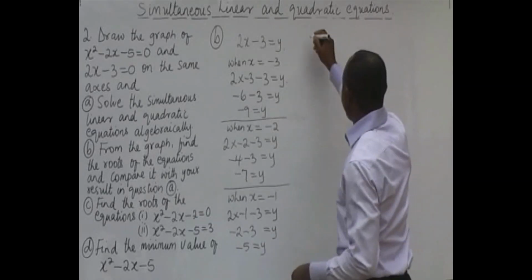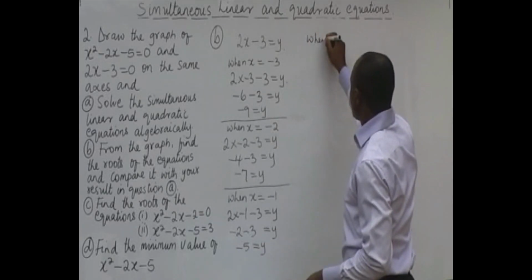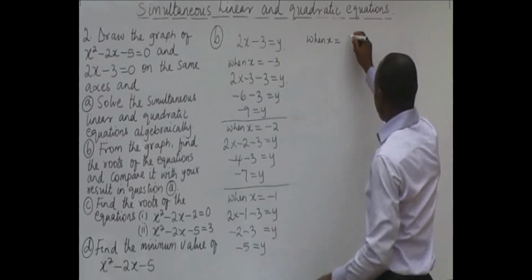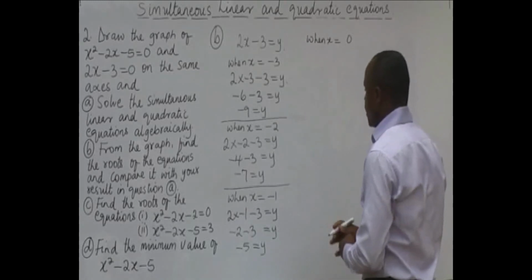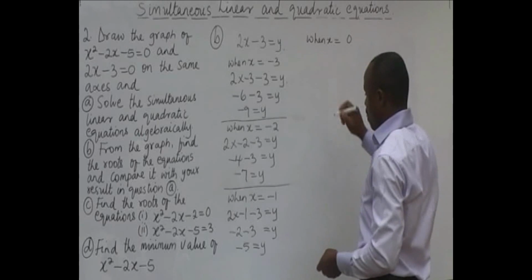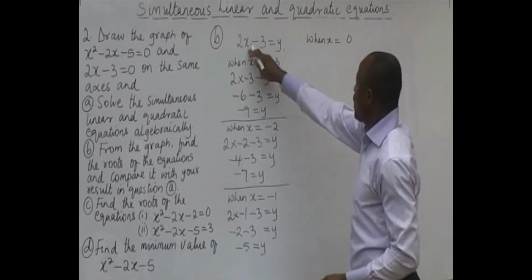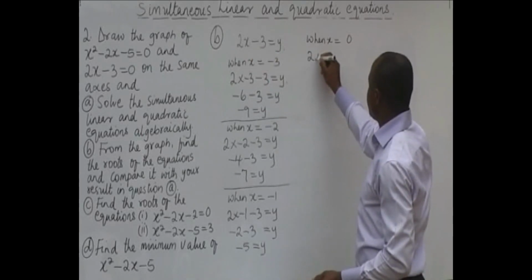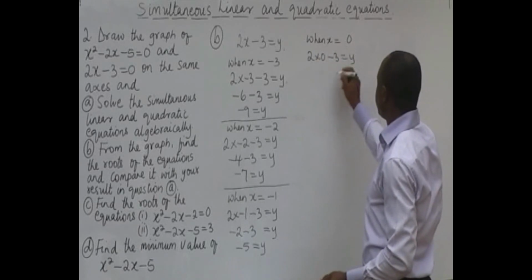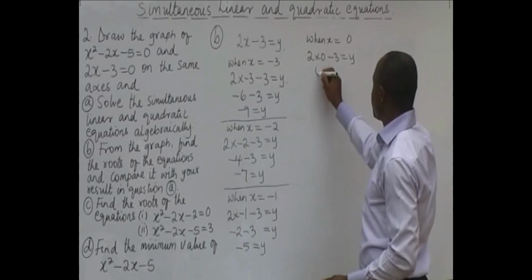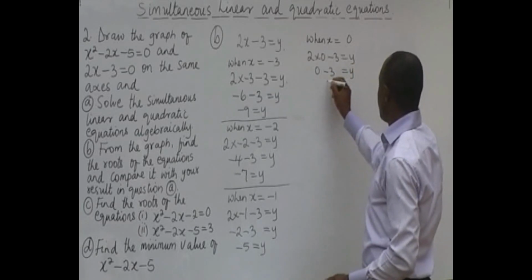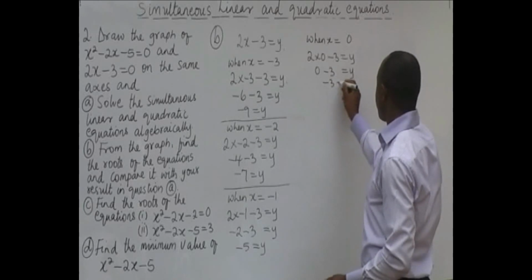The next is when x is 0. After minus 1, the next number in ascending order is 0. 2x becomes 2 times 0. Then minus 3 is the value of y. 2 times 0 is 0. Minus 3 is the value of y. That means minus 3 is y.